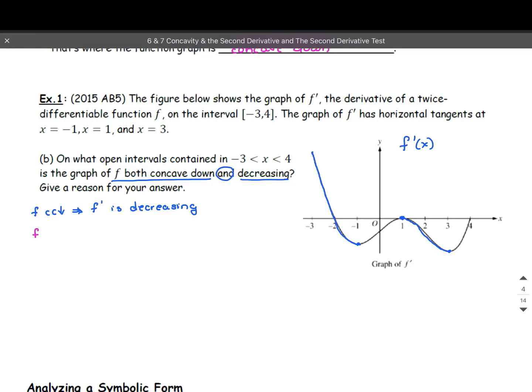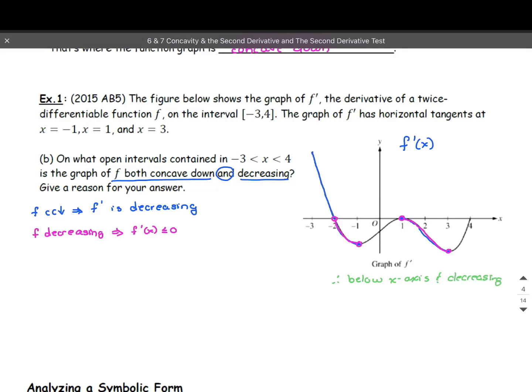And we want f to be decreasing, and that only happens when the derivative is less than or equal to 0. So that's in here and in here, right? Now, since we don't include these points for the concavity, we're not going to be including them here either, okay? So these critical points are not going to be included because they don't get included for concavity. So we're really looking where our graph is below the x-axis and decreasing.